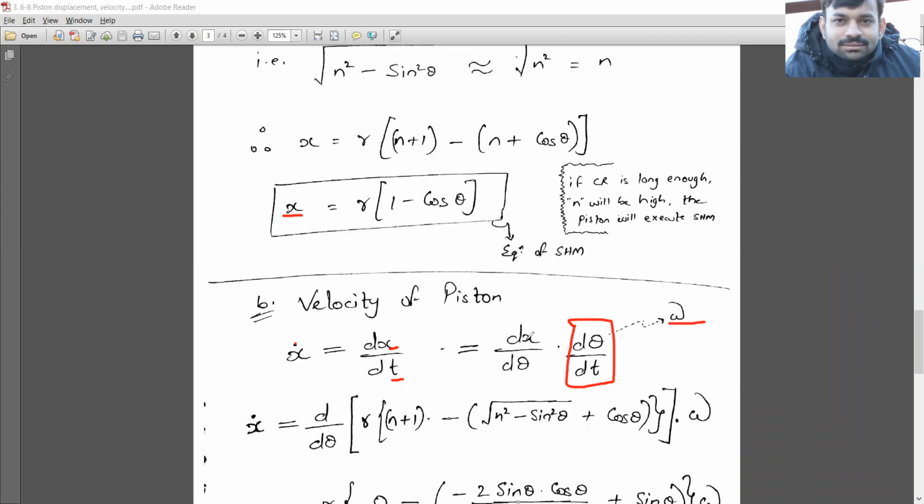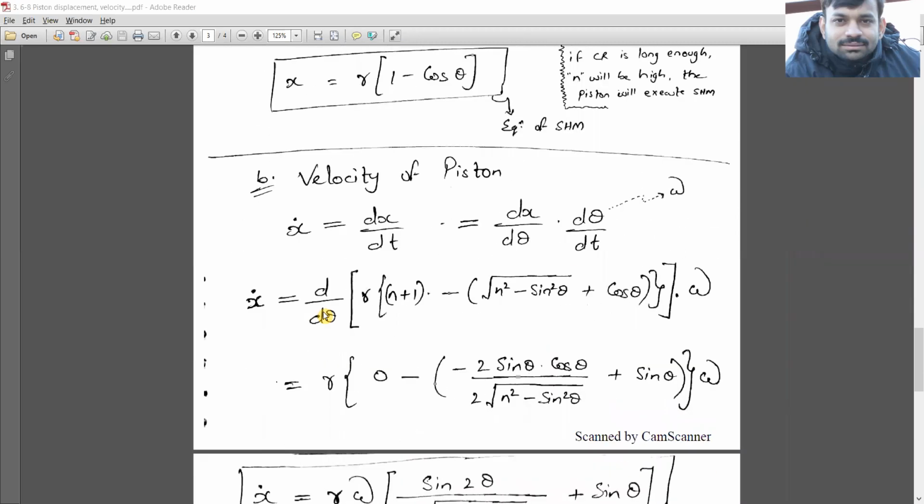Okay, now what we'll do is we'll put the equation of x and differentiate it with respect to theta. So x dash becomes d by d theta of r times n plus 1 minus under root n square minus sine square theta plus cos theta, multiplied by omega. Why omega? Because this d theta by dt will come over here, and d theta by dt is nothing but omega. All right.